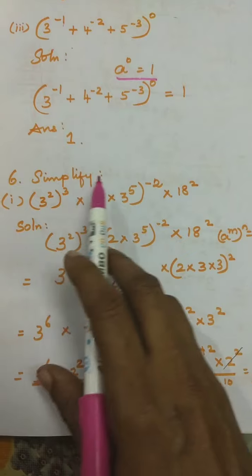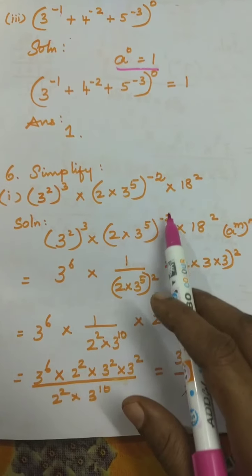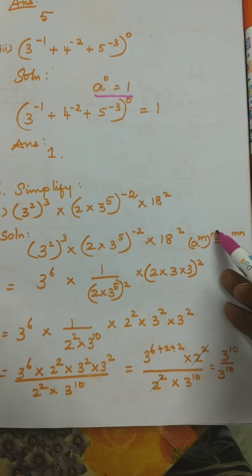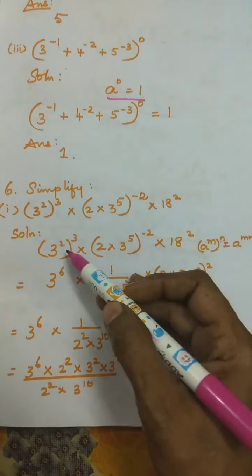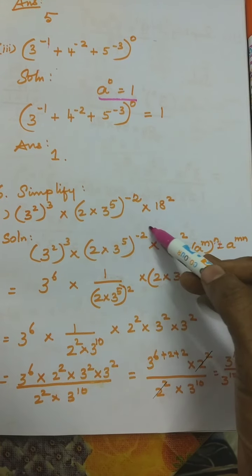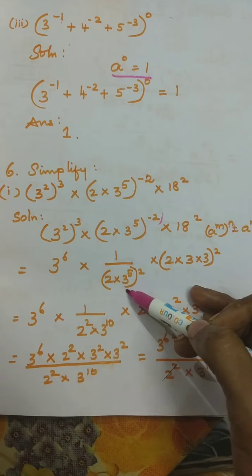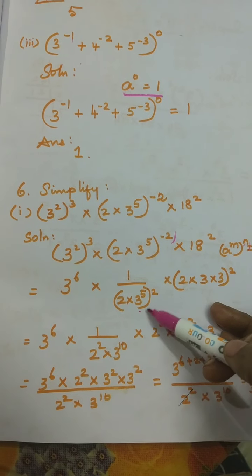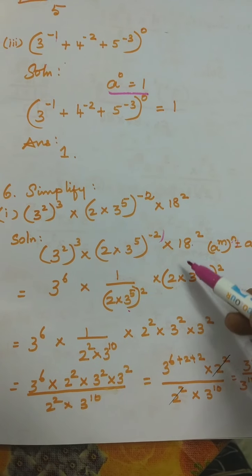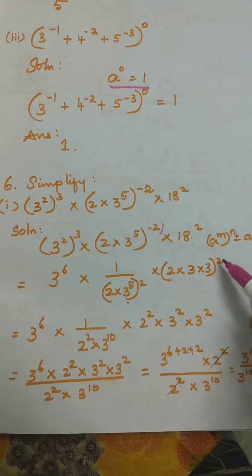Then sixth one. Simplify. 3 square the whole cube into 2 into 3 power 5 the whole power minus 2 into 18 square. You write this using the formula a power m the whole power n equals a power m into n. So you have to multiply these two, 3 power 6 into, here minus 2, the power is minus 2. You have to make the power positive first, so you have to bring this to the denominator. So 2 into 3 power 5 the whole square comes. Then 18 square. 18 square means 18 into 18. So 18 you can write as 2 3s are 6, 6 3s are 18, the whole square.